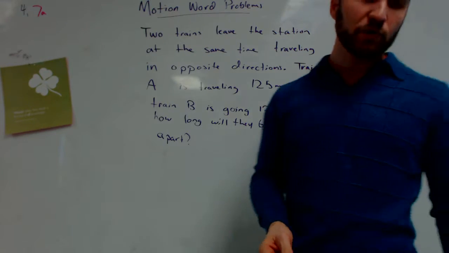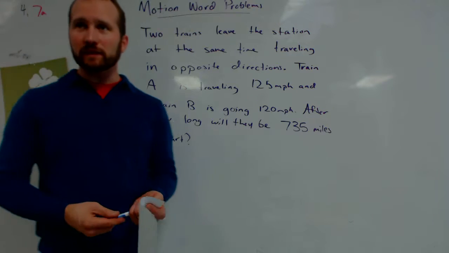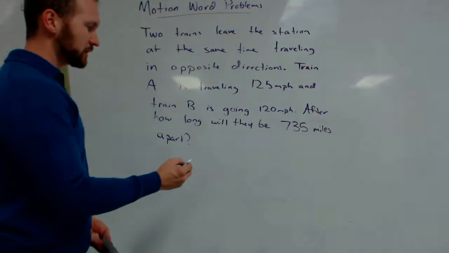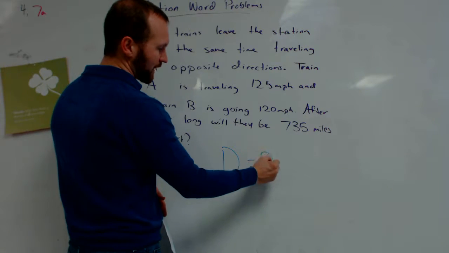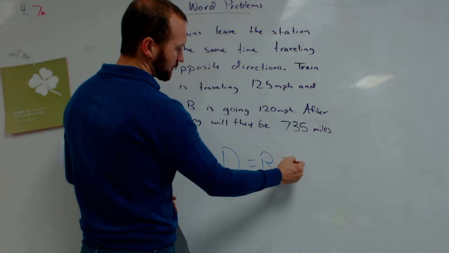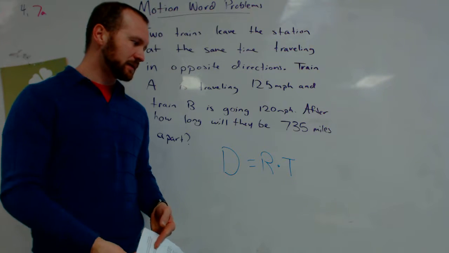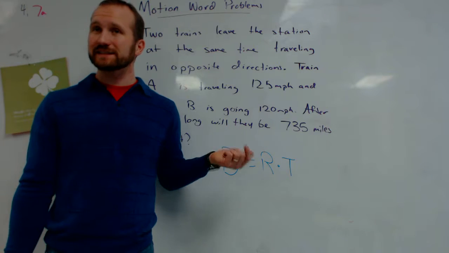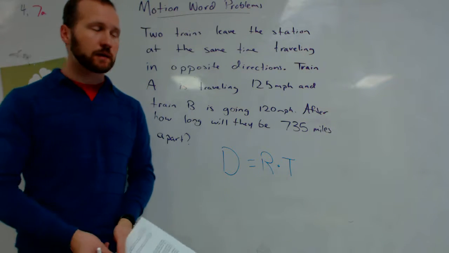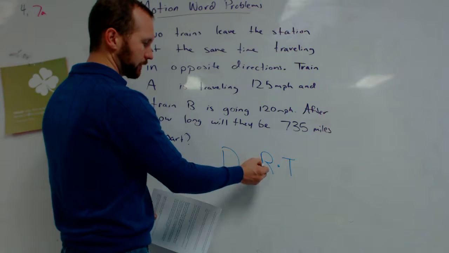Today's topic is motion word problems. And we're going to be using a formula to solve these, which is distance equals rate times time. Now, rate can mean many things. Rate, in this case, in most cases, is going to be speed. Okay? Speed is the rate of how fast we're going.